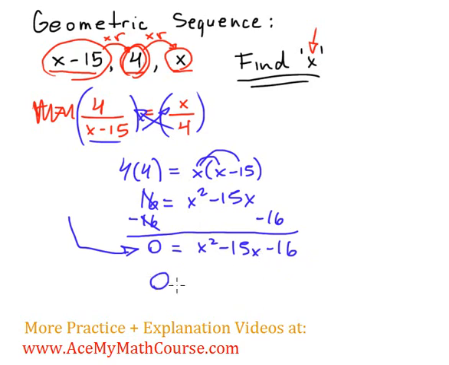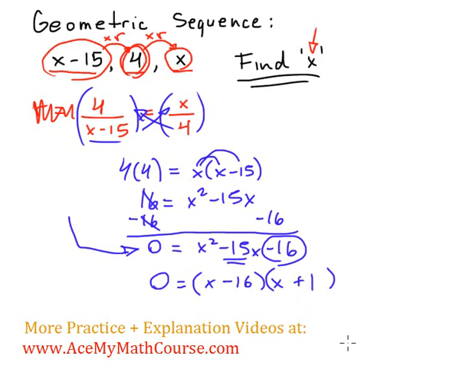In this case, what I'll do though is to solve this by factoring. We're looking for two numbers that multiply to negative 16 and add up to negative 15. Of course, I am assuming that you are comfortable with factoring trinomials. So those two numbers will be negative 16 and positive 1.